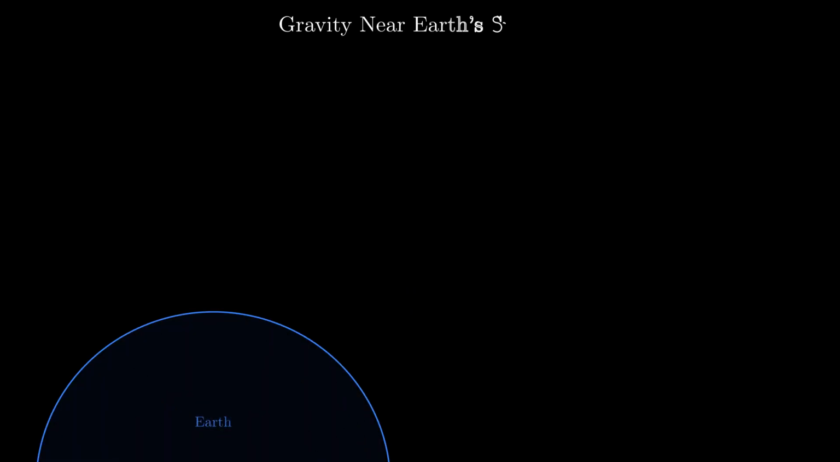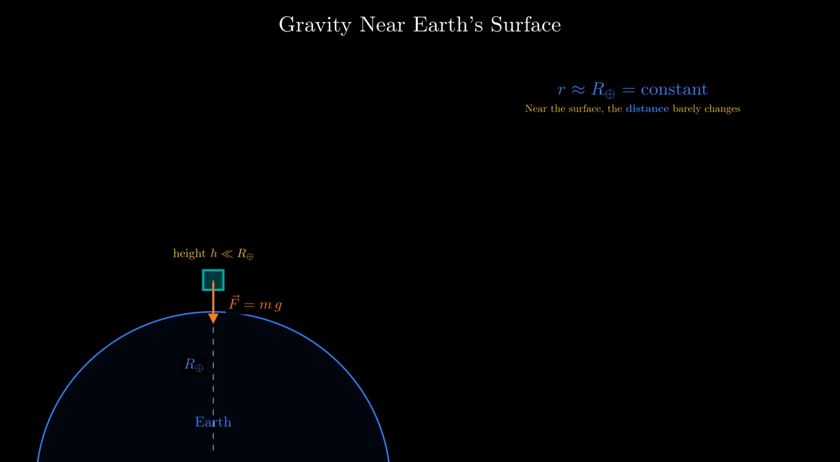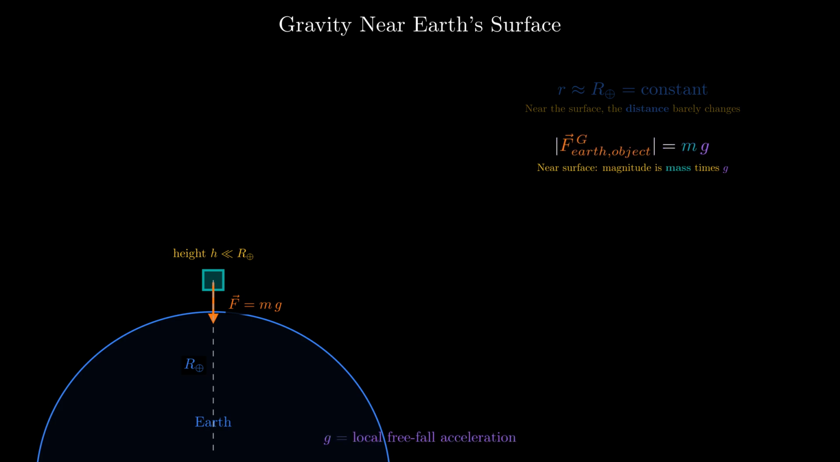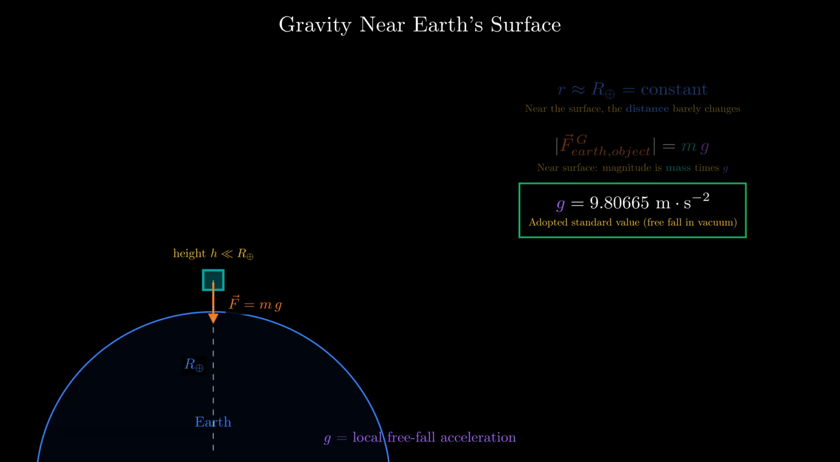Bring one object down near Earth's surface and something convenient happens. Over the modest range of everyday heights, the distance to Earth's center barely changes, so the gravitational force is nearly constant. Its magnitude is simply mass times g, m times g, where g is a positive constant, the local acceleration of a freely falling object. The international standard value adopted for a body falling in a vacuum is 9.80665 meters per second squared.